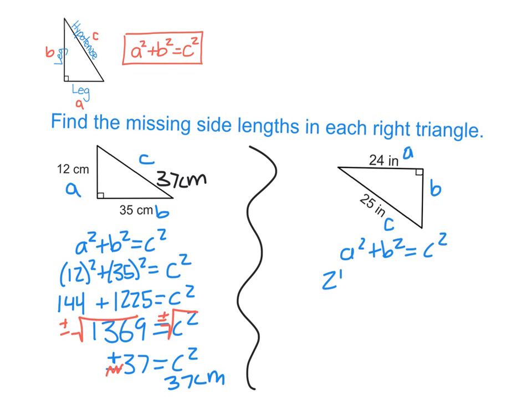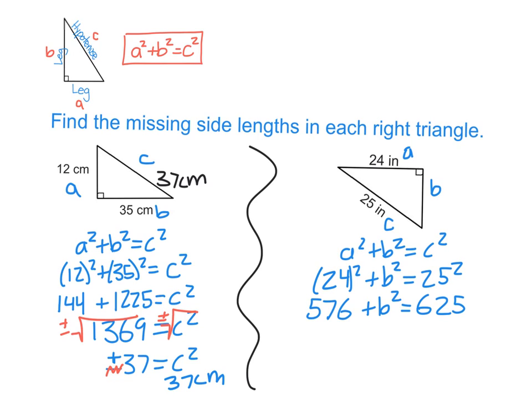So I have 24 squared, again using parentheses, plus b squared equals 25 squared. I'll use a calculator or do some scratch work to the side. So I have 576 plus b squared equals 625. I have to move the 576 to the other side of the equation before I can do the square root if I'm looking for b squared. And I get b squared equals 49.